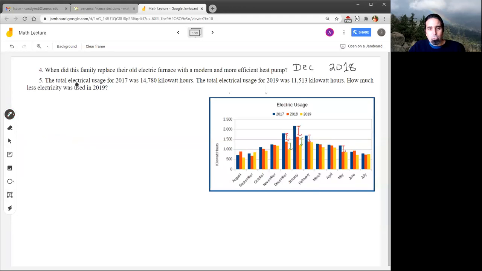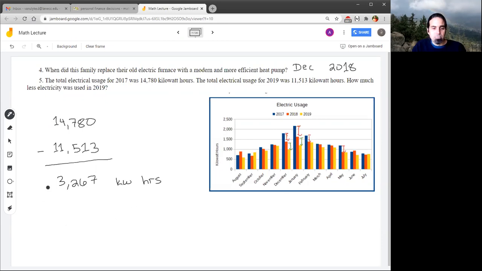Okay, total electrical usage for 2017 was that many kilowatt hours. The total for 2019 was that many. So how much less electricity was used? Well, that's just subtraction. So 14,780 minus 11,513. I'm going to be lazy and use my calculator. 3,267. And that's kilowatt hours. Yes, that's the number I got as well on my calculator.